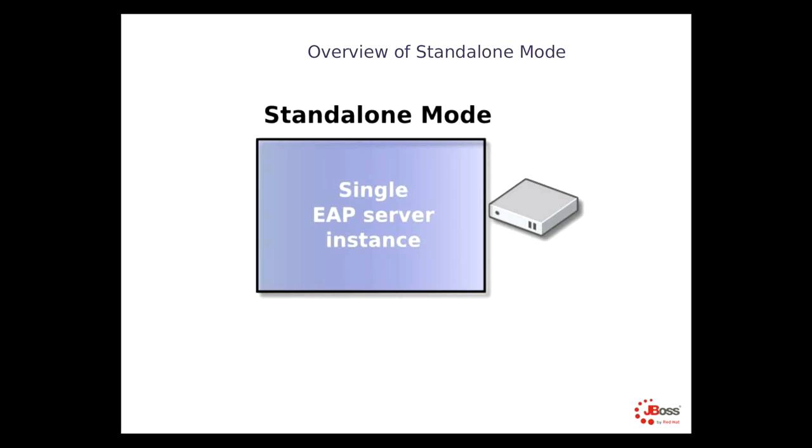So let's talk about standalone mode. Standalone mode, as the name implies, is a single EAP server instance running within the context of its own JVM, typically on its own box, although there may be multiple standalone instances running on the same box. Standalone mode is often used by developers or small application deployments, usually where you want fine-grained control over the management of your server instances.